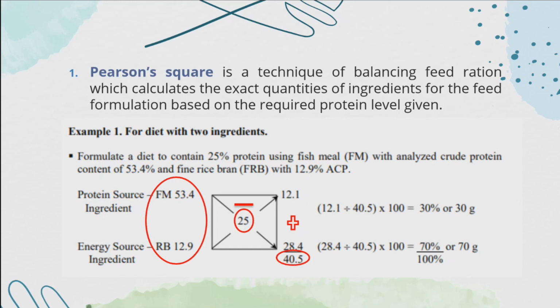Then calculate the difference of the middle value, with the rice bran's difference divided by the total of the two differences equal to the percentage of the rice bran, and the same goes for the percentage of the fish meal. So to make 100 grams of this feed, we must mix 30 grams of the fish meal and 70 grams of the rice bran.